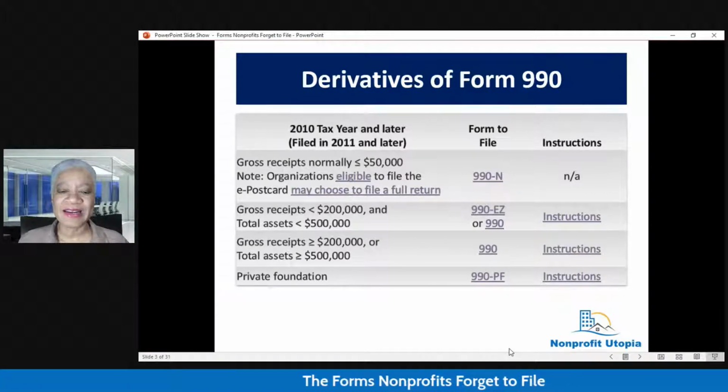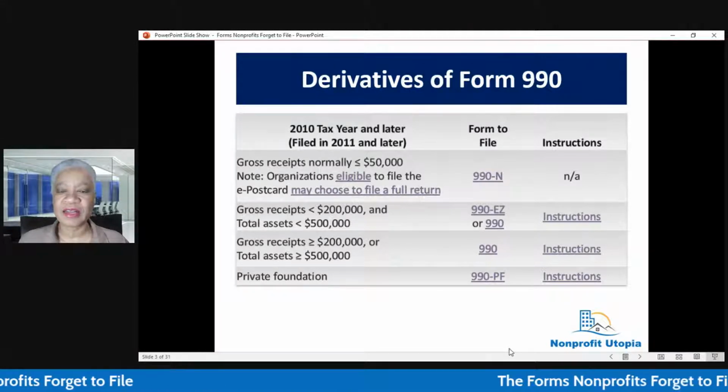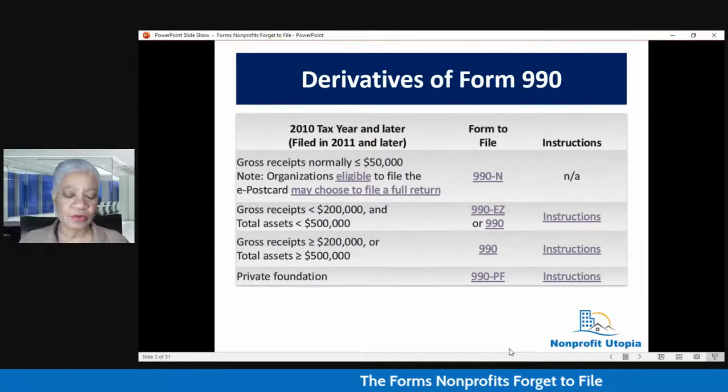All right. Our next category is for organizations that make more than $200,000. So that could be anything over $200,000.